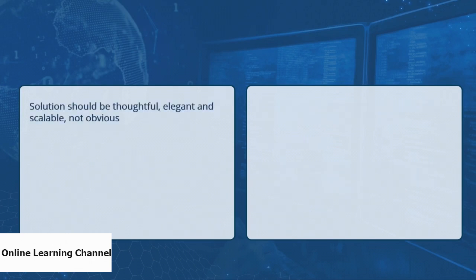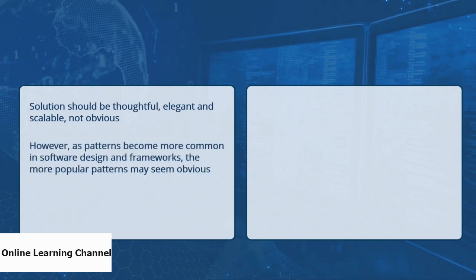Another important characteristic of a design pattern is that the solution that it specifies should be thoughtful, elegant, scalable, applicable in many situations. It should not be an obvious solution which is a result of just first order thinking. Now, you might say, though, that there are many design patterns that I find obvious. Well, that's because of their ubiquity. As patterns become more common in software design and in frameworks, the more popular patterns may seem obvious, such as the observer pattern. Event handling systems, they are observers. The observer pattern is a pattern which seems obvious in retrospect.